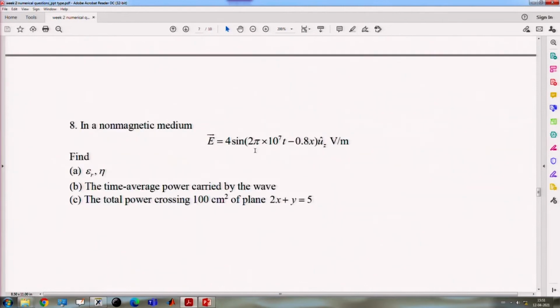In a non-magnetic medium, E equal to 4 sin(2 pi 10 to the power 7 t minus 0.8 x) uz volt per meter. Find epsilon r, eta, that is the wave impedance, that relative permittivity, the time average power carried by the wave and the total power crossing the 100 centimeter square of a plane, means from the plane 2x plus y is equal to 5.